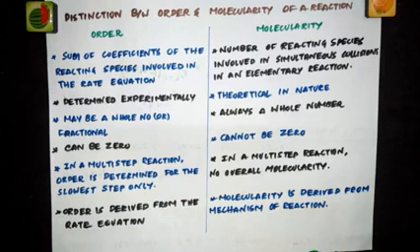So this is all about order and molecularity. Hope you understood the definition of that and also the differences between the order of a reaction and molecularity of a reaction. Thank you.